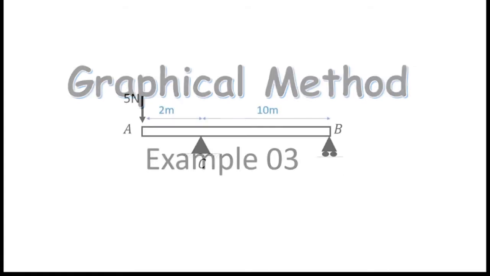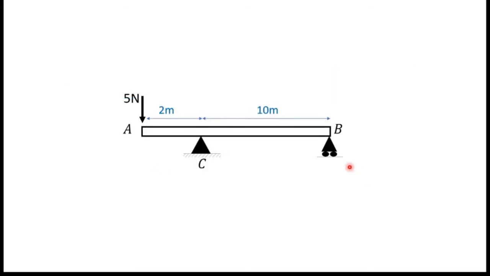Hello everyone. In this video I am going to show you how to draw shear force and bending moment diagram using graphical method, and this is the example 3. So you can see the beam here, and there are two supports. C is a pin support and B is a roller support, and there is a point load at A, and all the lengths are given in this picture.